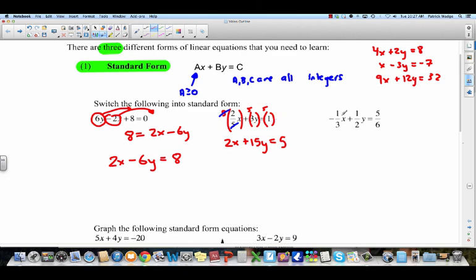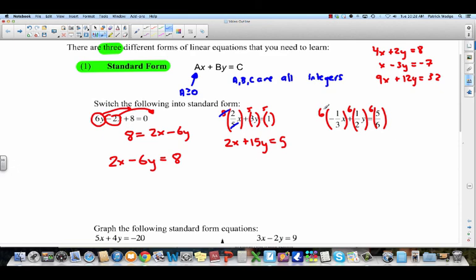Okay, here's another one where we have to get rid of fractions, and we have a whole bunch of fractions. We have 3 denominators, 3, 2, and 6. What's the lowest common denominator of 3, 2, and 6? The lowest common denominator is 6. So you need to multiply everything by 6: the first term by 6, the second term by 6, the third term by 6. Why are we doing that? Because that'll get rid of all the fractions.